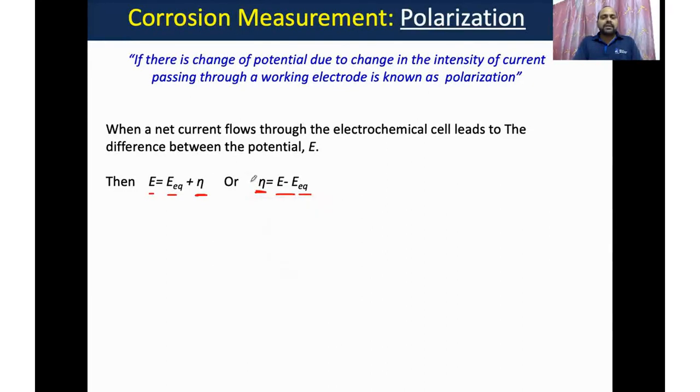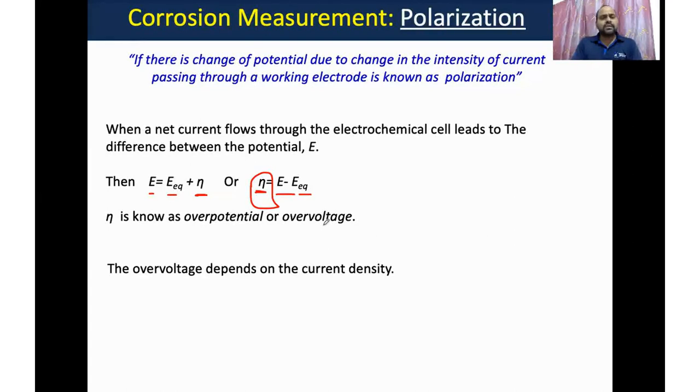So what is that voltage? Basically, this is the extra voltage that we applied to achieve the polarization. So we call it overpotential, or overvoltage. This is a very important parameter. In polarization measurement we apply a very small overvoltage or overpotential. Overvoltage depends upon the current density, and when there is no net current flow, overvoltage equals 0, no polarization.